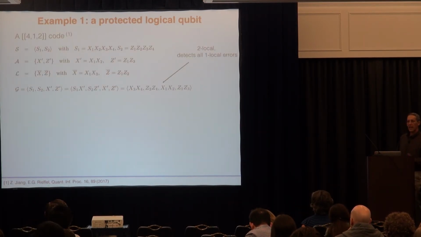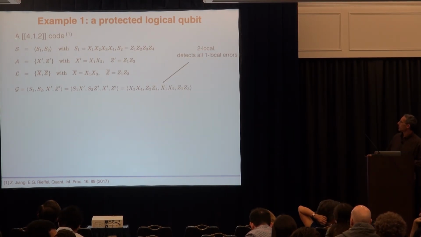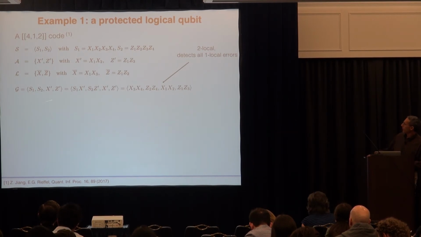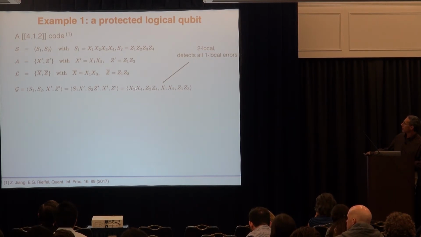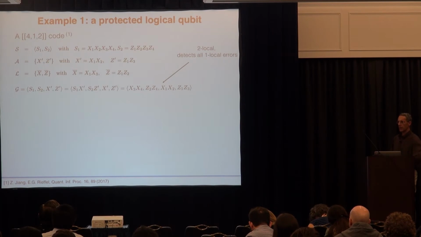So now I can give you examples of fully two-local error suppression with non-commuting Hamiltonians. Okay, and so the first example is the one that Zhang and Riefel came up with. It uses a [[4,1,2]] code. Here are the stabilizers. The stabilizers are just XXXX and ZZZZ. The gauge set, the logical set, and we form the gauge group. We manipulate a little bit, and we can show that it's equivalent to just a set of two-local interactions. And it's easy to check that this set of two-local interactions on 4 qubits detects all one-local errors. So it's fully protected against one-local errors.